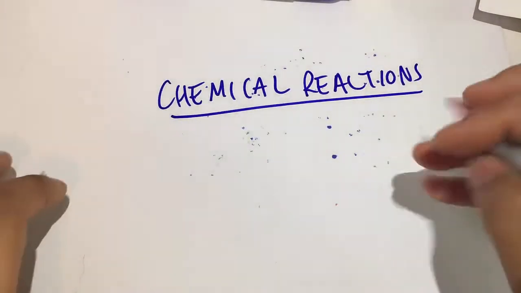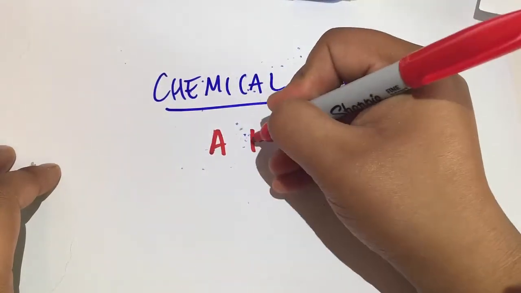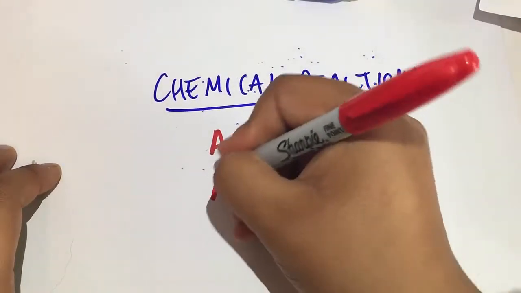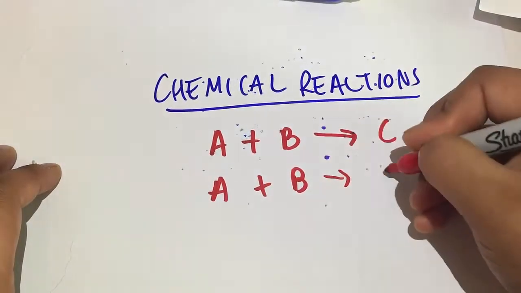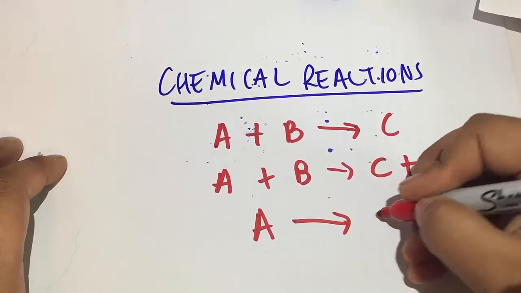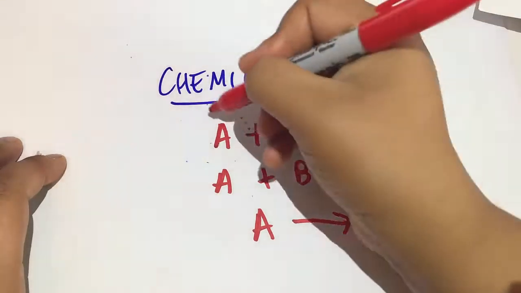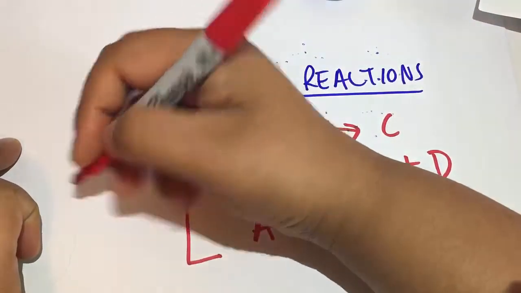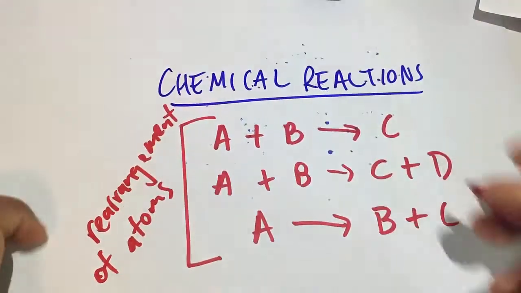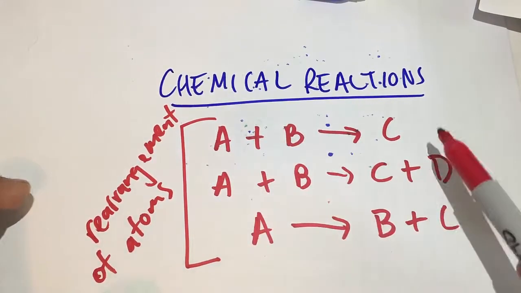So we say chemical reactions occur in everyday life. It could be that we have some sort of reactant A reacting with reactant B to produce C. You could have A plus B going to make two products. You could even have just one reactant breaking into two different products. But in every situation, what has happened is some sort of rearrangement of atoms. And so with that rearrangement of atoms, you've gotten some sort of chemical change occurring.